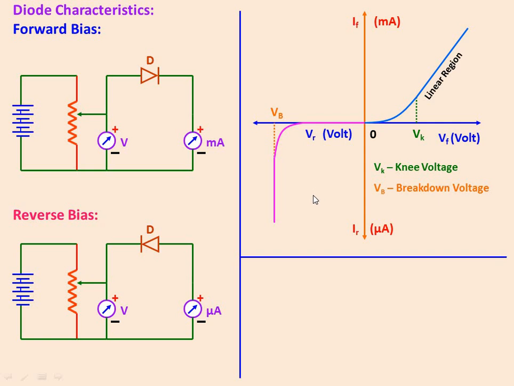And regarding this breaking of the diode, we have to discuss two kinds of breakdowns: one is called avalanche breakdown and the second one is Zener breakdown. Are you getting the point here? Okay, let's start with the avalanche breakdown. What do you mean by an avalanche? I hope you know this avalanche.